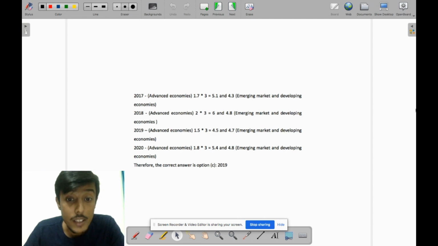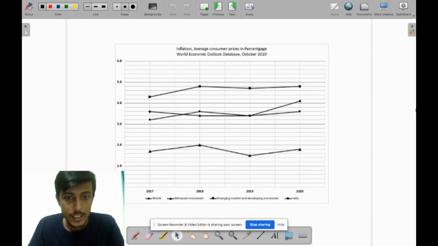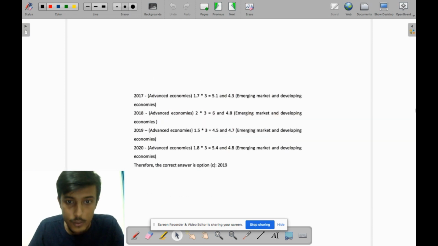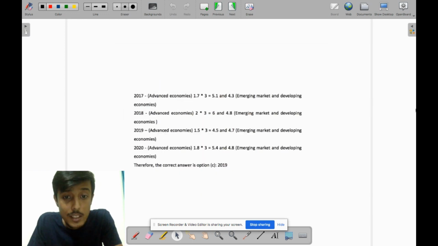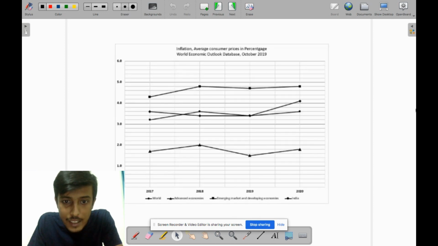Then we go to 2018. Advanced economies here in 2018 was, as you can clearly see, at 2.0. So 2.0 into 3 comes at 6. And emerging market that year was 4.8. So clearly it's less than three times. So that's not the answer. We come to 2019. Here advanced economies touched 1.5. As you can see, it went down to 1.5, middle of 1.0 and 2.0. 1.5 into 3 gives us 4.5, and emerging market that same year was 4.7, as you can see.